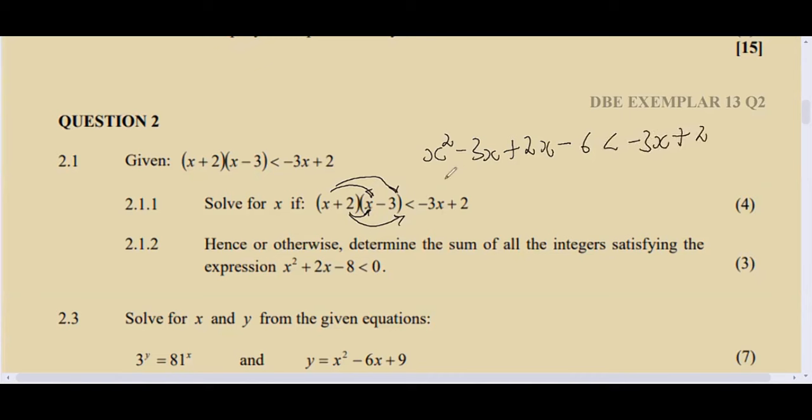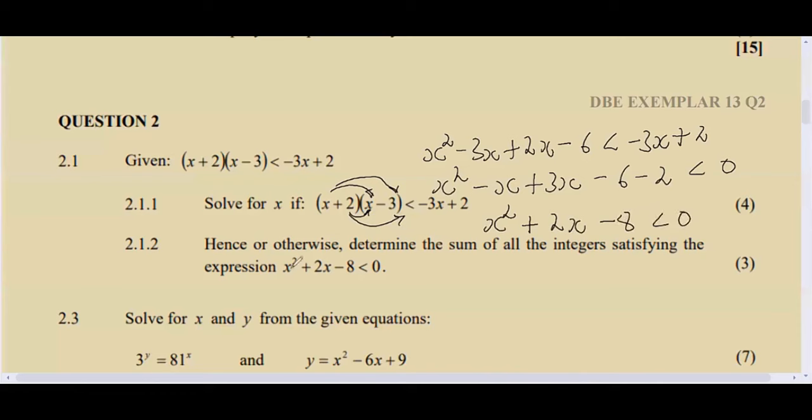Then if we solve this, that's x squared minus x, so negative 3x plus 2x. Let's bring over the negative 3x, it will be plus 3x, then minus 6 minus 2, then less than 0. So I brought everything from the right-hand side to the left-hand side. So this is x squared plus 2x minus 8 less than 0.